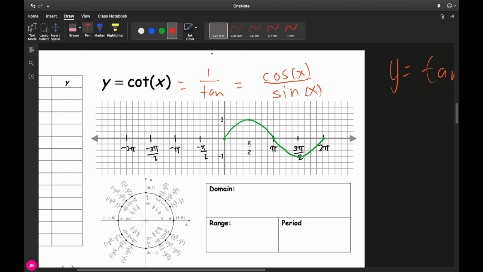And we're also going to go ahead and graph cosine. So cosine begins at 1. At pi over 2 it's 0. At pi it's negative 1. At 3 pi over 2 it's 0. And at 2 pi it's back at 1. So the graph of cosine looks something like this.